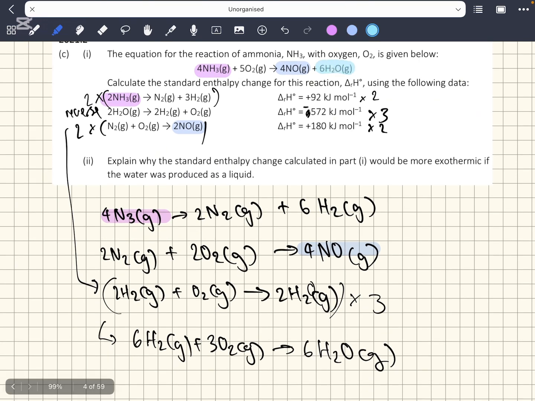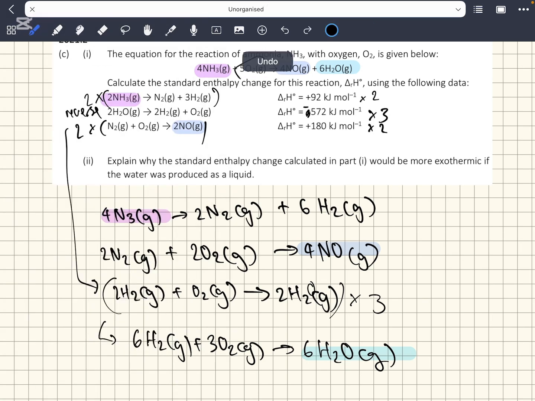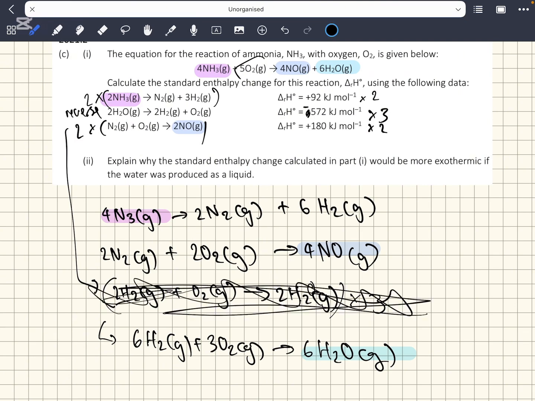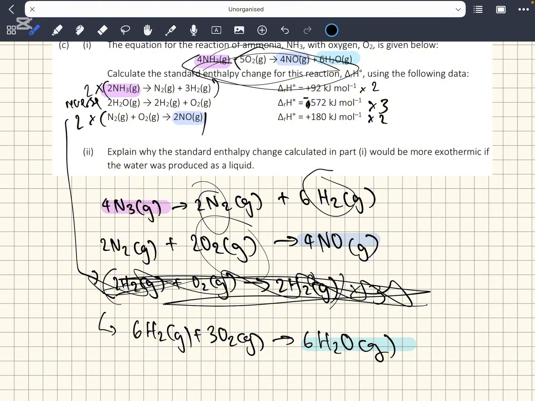Like, we have this now. And now we have to get rid of the ones we don't need, the ones that aren't in the equation. So in this case, we don't need H2 because it's not in the equation. We don't need N2 because it's not in the equation. We need O2, though, and we don't need this.